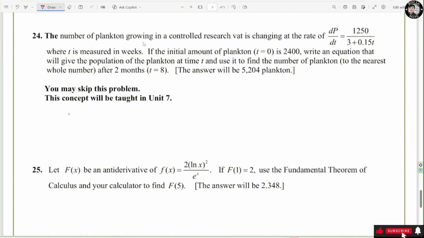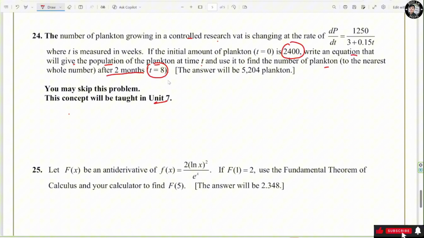The number of planktons growing in a controlled research vat is changing at the rate dP over dt equals 1250 over 3 plus 0.15 t. And this guy is actually a differential equation, right? We're going to learn that in unit 7, where t is measured in weeks. If the initial amount of the plankton at t equals 0 is 2400, write an equation that will give the population of the plankton at a time t and use it to find the number of plankton to the nearest whole number after 2 months, which means t equals 8.